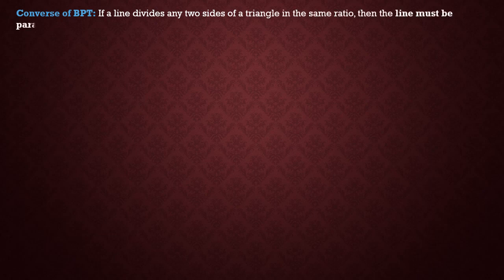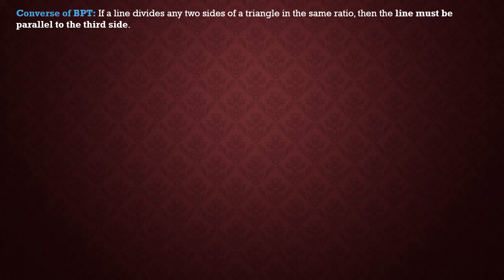So what does the converse of BPT state? If a line divides any two sides of a triangle in the same ratio, then the line must be parallel to the third side. In the BPT, we saw that the line was parallel and we needed to prove that the ratios were equal. In this case, the ratios are given to us to be equal and we need to prove that the lines are parallel.